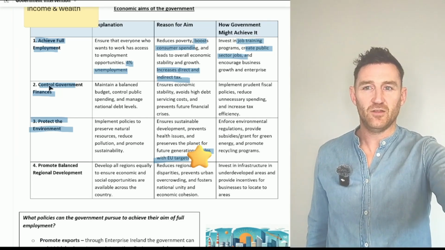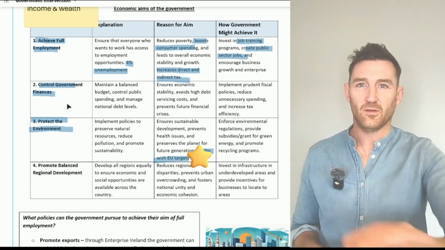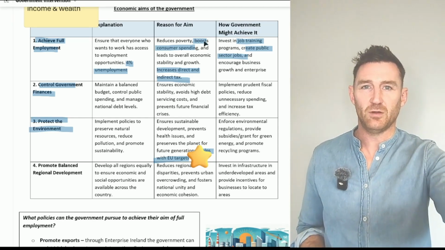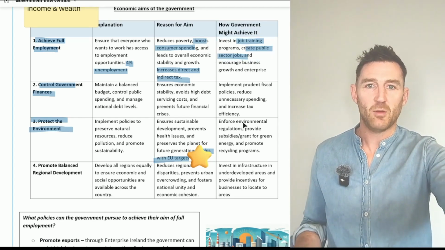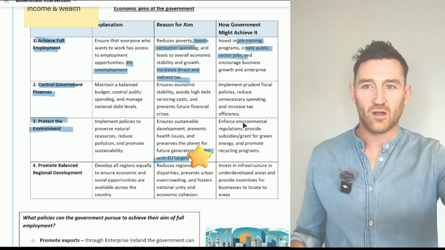Protect the environment and achieve full employment. Those two things could be at odds with one another because of the whole idea of opportunity cost. If the government invests in job training programs, it might mean that they don't have money, they don't have grants to give for electric cars, that type of thing.